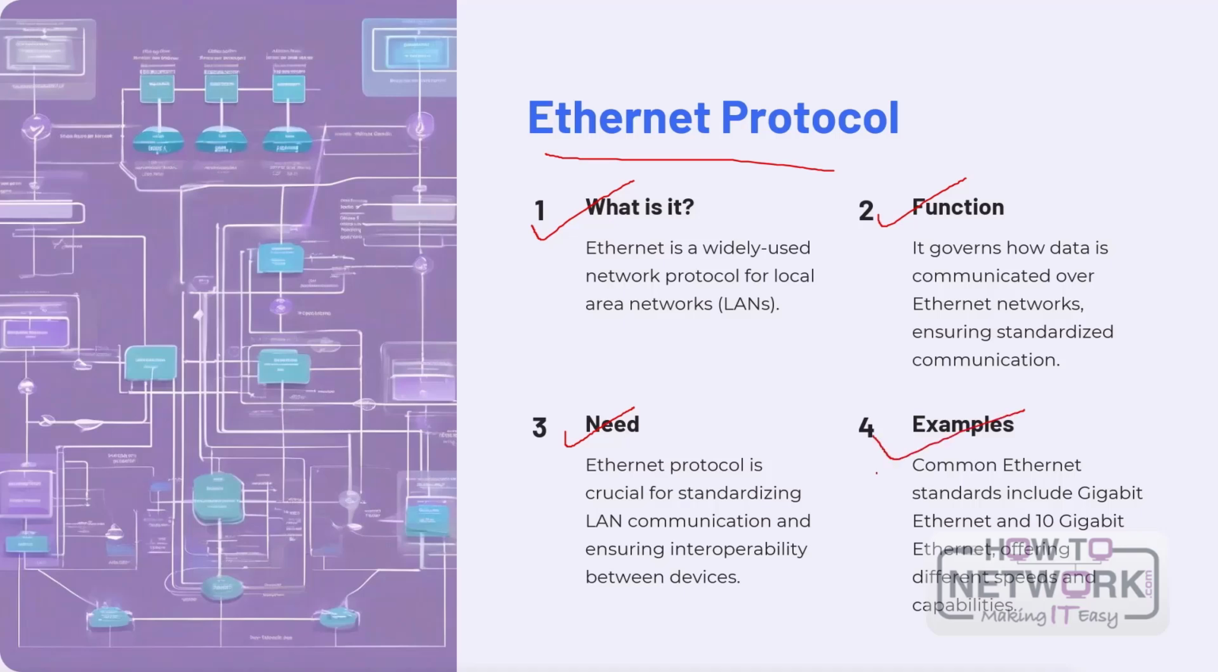So examples of Ethernet standards like gigabit, which is capable of speeds up to 1 Gbps, and 10 Gbps, which supports up to 10 Gbps. So these standards cater to different network needs and demands.